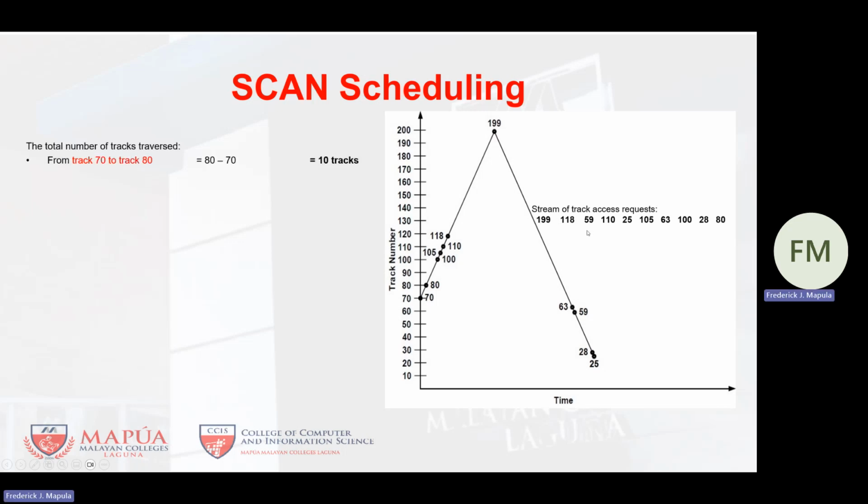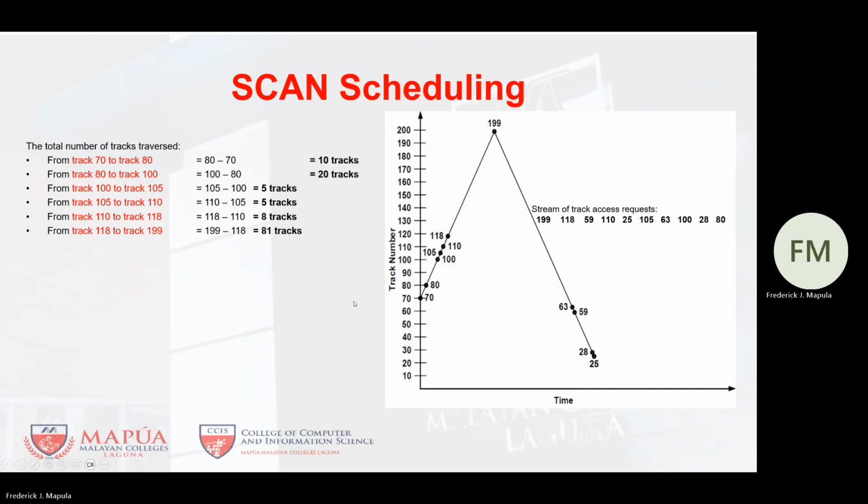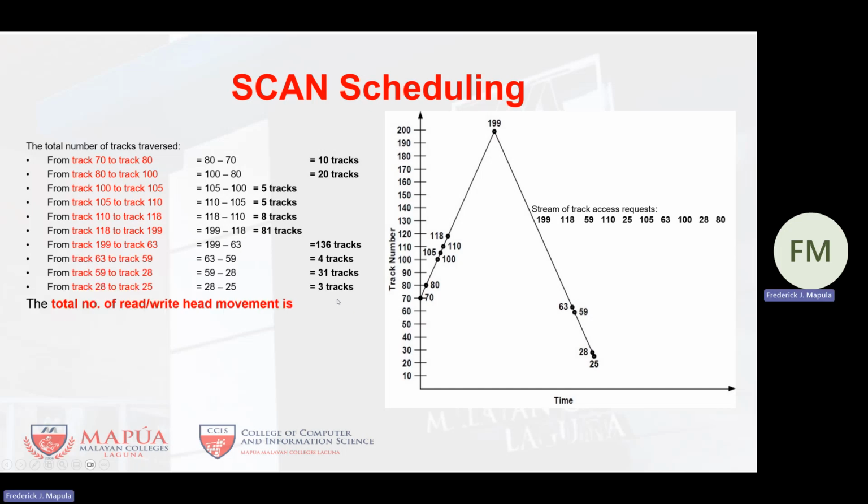Okay? So the total, no? It's the same as what we did for SSTF and FCFS, first come first serve. We started at 70, minus 80, until such time that we reach 25. To get the difference, the values we subtracted, we add all of those differences. And then the total is 303 tracks. So, this is the answer.